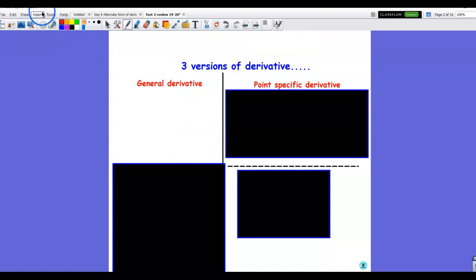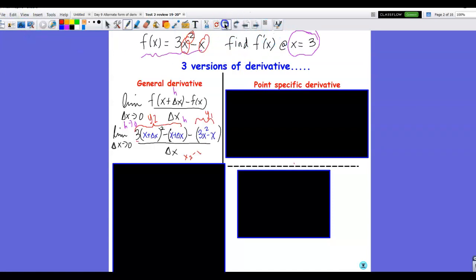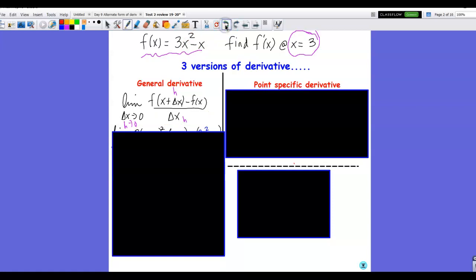Oops, edit, undo. I didn't want to do that. Edit, undo. So let's do this instead. Get rid of some of the writing that I've done. So that's what the general form of the derivative looks like. I'll move this back down in a second.